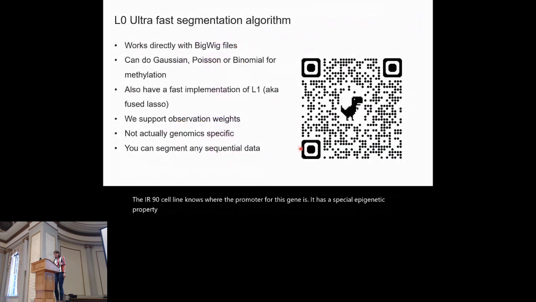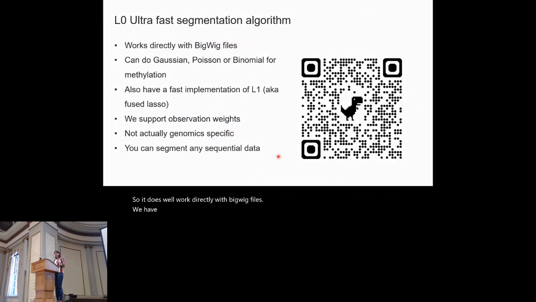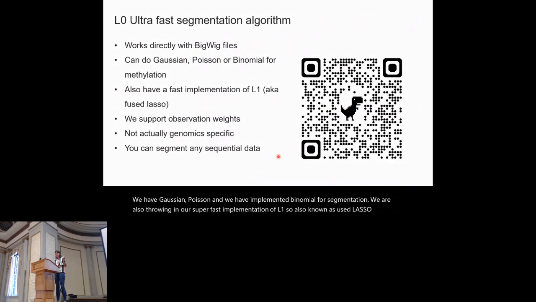So just to wrap this up, we have a nice fast implementation. This is a link to the software package. We've designed it thinking about epigenetic data, so it will work directly with bigWig files. We have Gaussian, Poisson, and we have implemented binomial for segmentation. We are also throwing in our super fast implementation of L1, also known as fused lasso, just because it was in the same paper, though I think the algorithm is actually very different, I'll say.